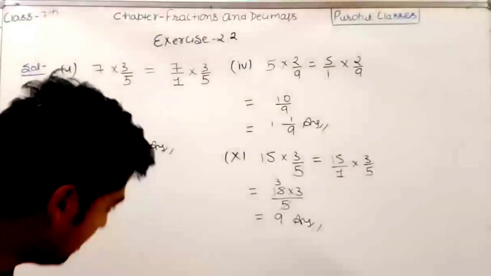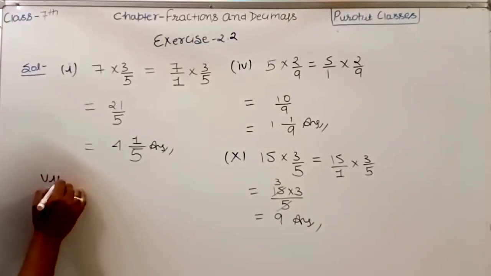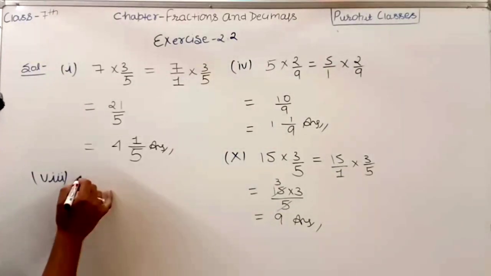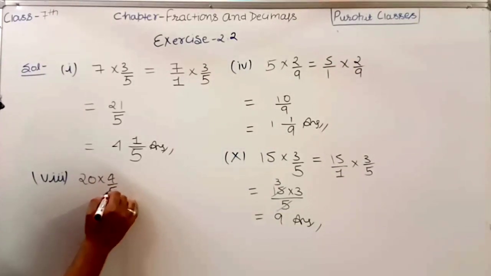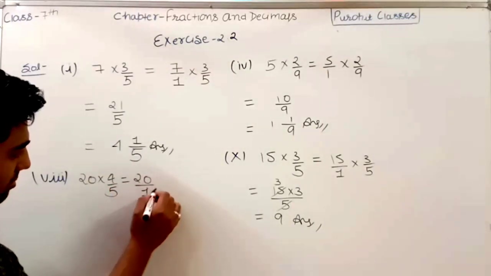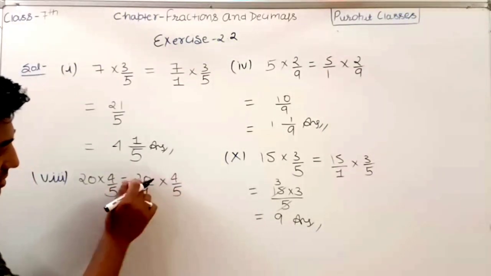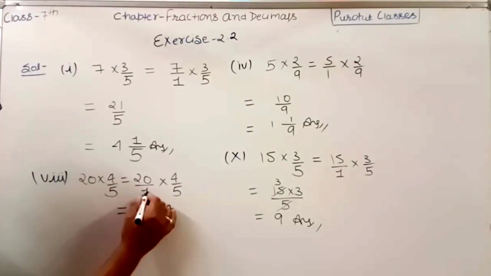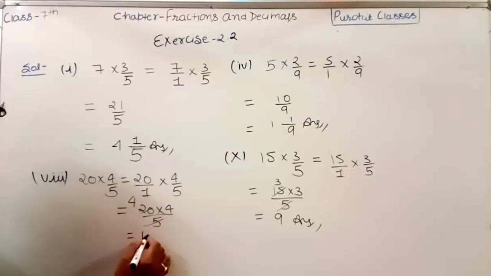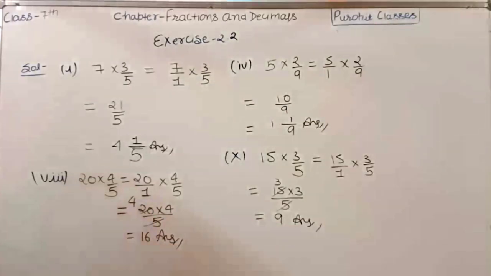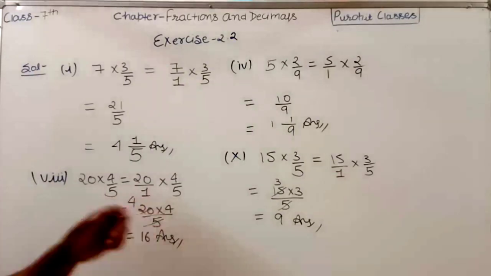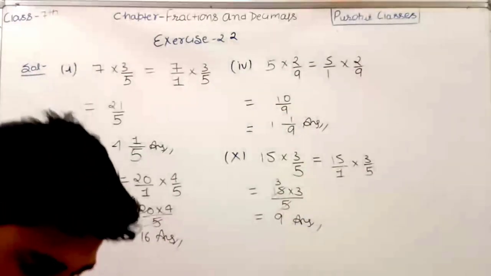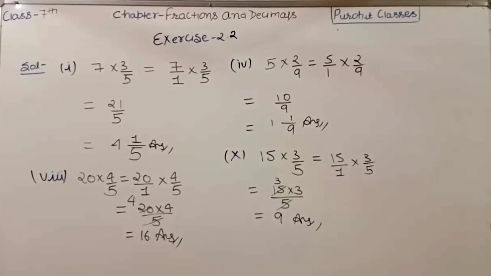One more, the eighth part I am showing you, of the kind we have solved recently: 20 multiplied by 4 by 5. This can be written as 20 by 1 multiplied by 4 by 5. Clearly we can see 20 is a multiple of 5, so we will write it as 20 multiplied by 4 over 5. 5 times 4 is 20, so this will be 16. This would also be very easy, but this time we changed the method of solving. Understood? This may help in examination. Understood? Okay, pause the video and note it down.